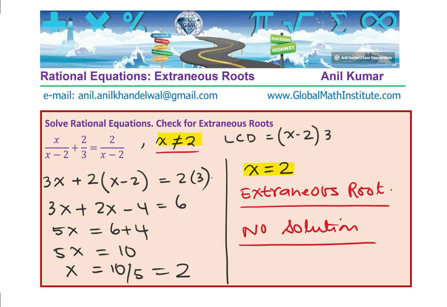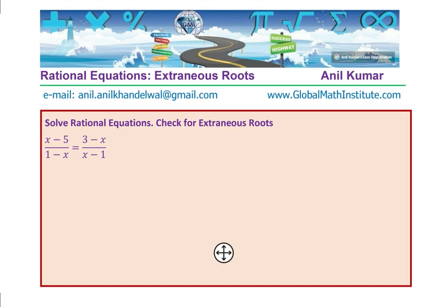Perfect. So now let's get to the last question, which is x minus 5 over 1 minus x equals 3 minus x over x minus 1. So I'd like you to check this out. Okay, let's begin with the restriction. x is not equal to 1, since that will make the denominator 0. So you can actually cross multiply, right, and then solve. I'd like you to pause the video at this stage, cross multiply, and then solve this equation.